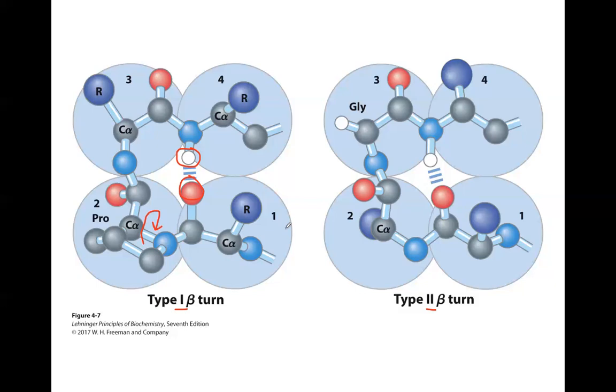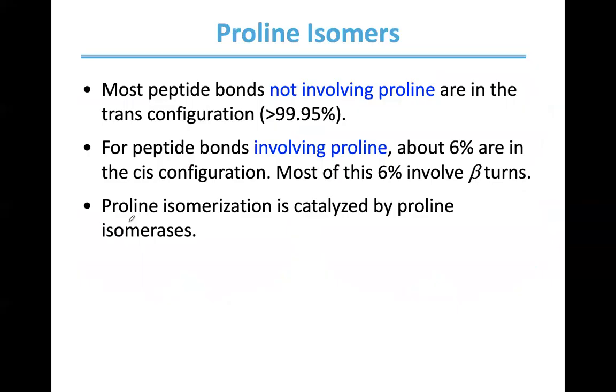But these are the two types of beta turn, and for proline, it's important to realize that most peptide bonds not involving proline are in a trans configuration, 99.95%. For peptide bonds involving proline, about 6% are in cis configuration, right? And most of this 6% involve beta turns. So beta turns are prevalent secondary structures, and most of them will have a proline amino acid. The reason is that it so readily adopts the cis configuration and allows for a sharp turn.